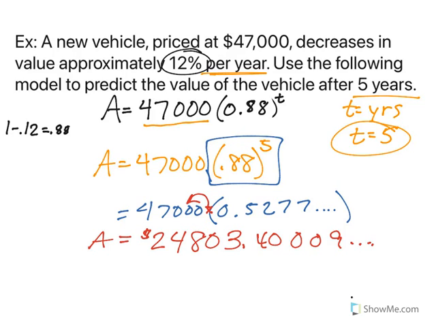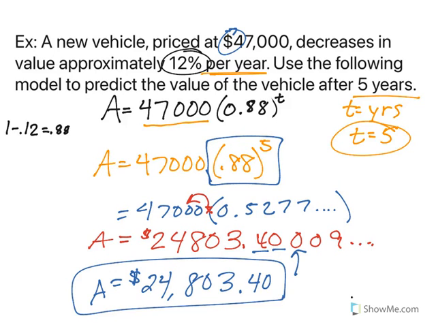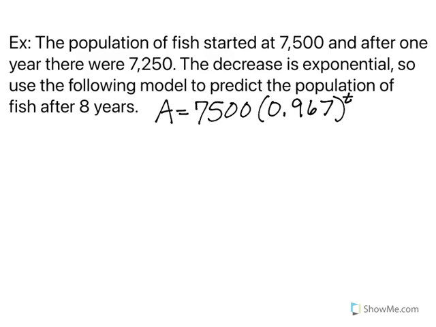Again, what are we talking about? So now we are talking about money. Well, money goes to the nearest penny, right? 2 decimal places of cents. So the 0 tells me to round down. So my final value, after 5 years, this car will be worth $24,803.40. And let's do one more.